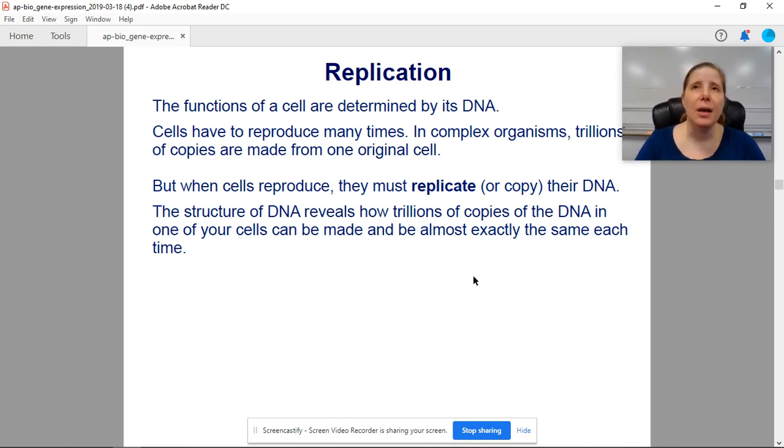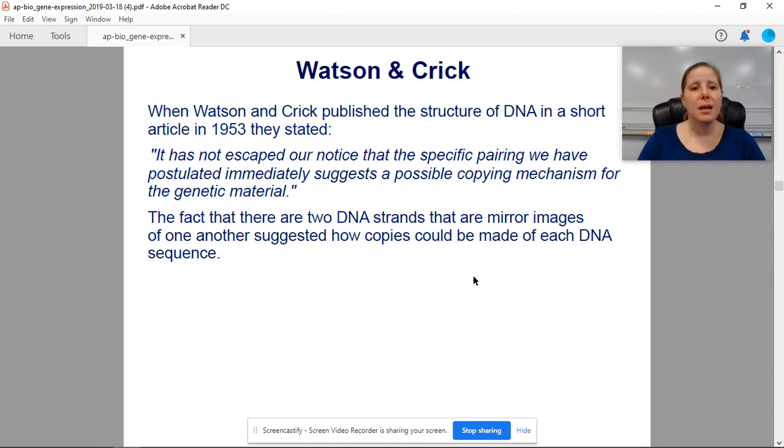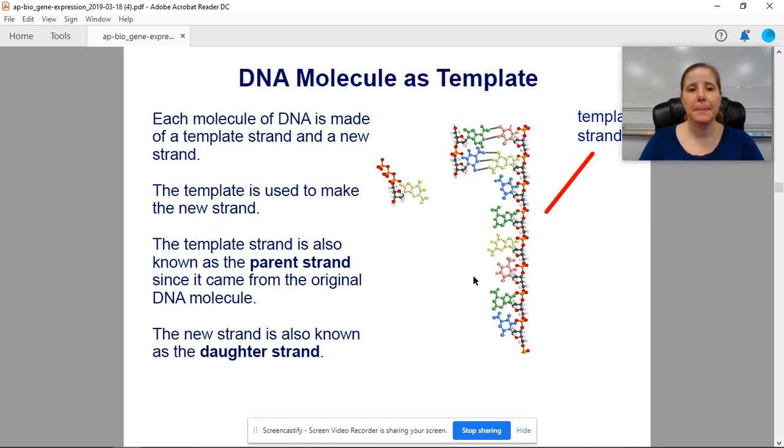It's pretty amazing. And one of the things that makes DNA so amazing is the fact that it has this ability to self replicate. Watson and Crick published the structure of DNA in a short article in '53. They stated, "It has not escaped our notice that the specific pairings we have postulated immediately suggest a possible copying mechanism for the genetic material." And the fact that there are two DNA strands that are mirror images of one another suggests how copies could be made in DNA sequence.